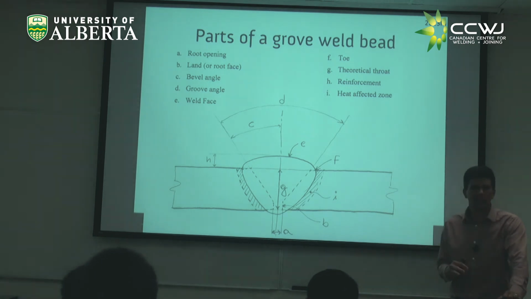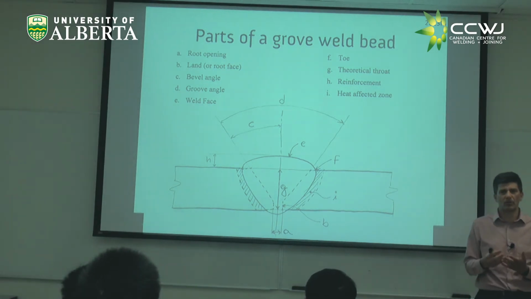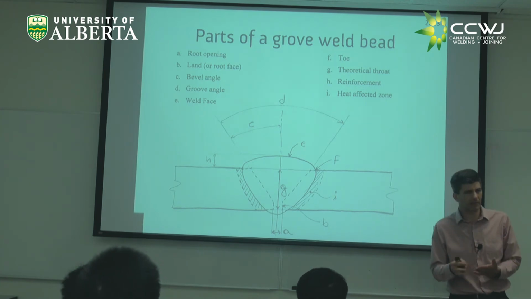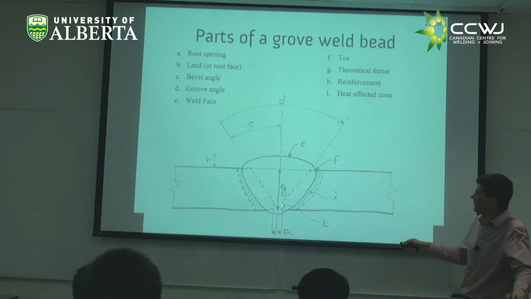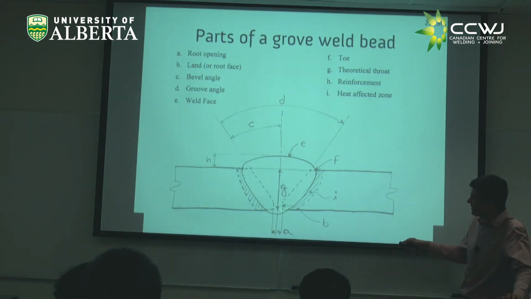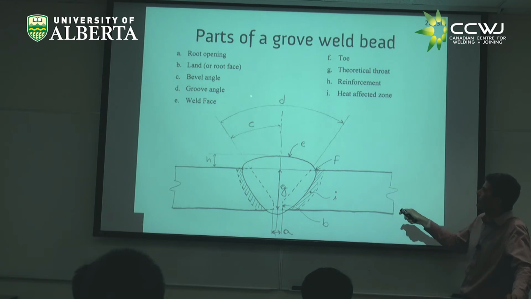And it's not sharp as a knife, because it makes no sense making it sharp as a knife, because you're going to melt that part all too quickly. So you square it off, and this is called the land, or the root face. Here you see that it's a little bit square here. And then you have your bevel, and you have the bevel angle, and then you have the groove angle.